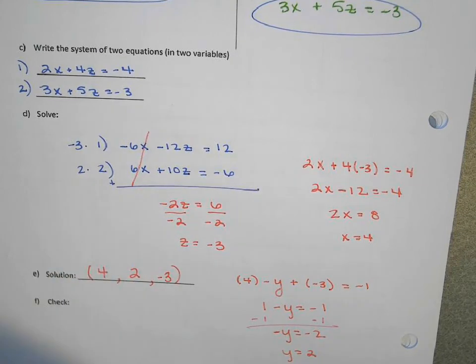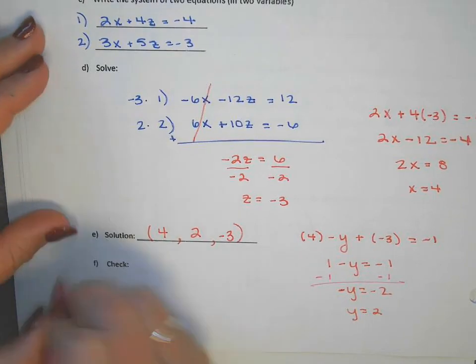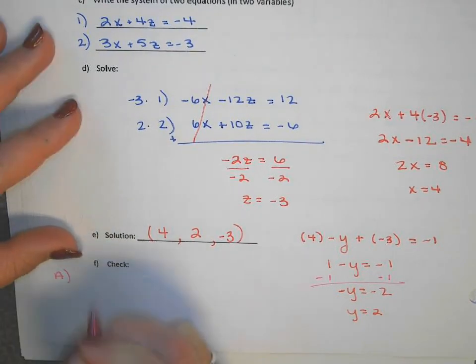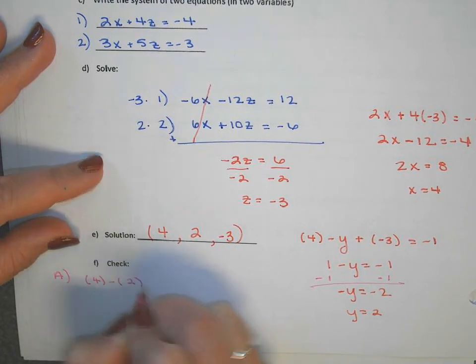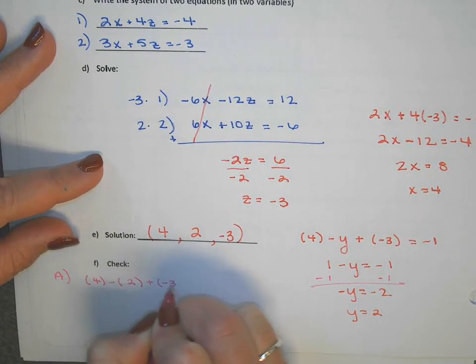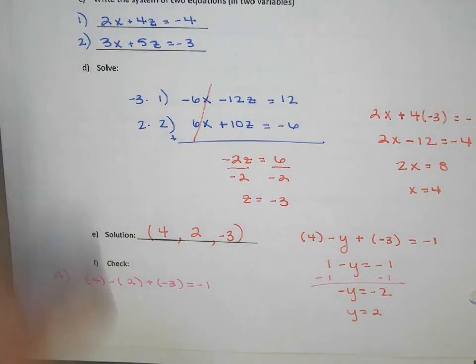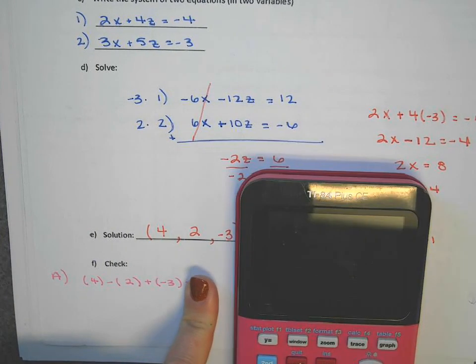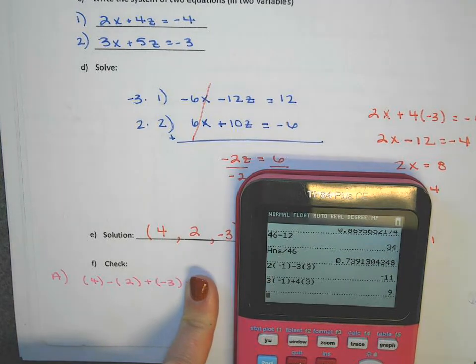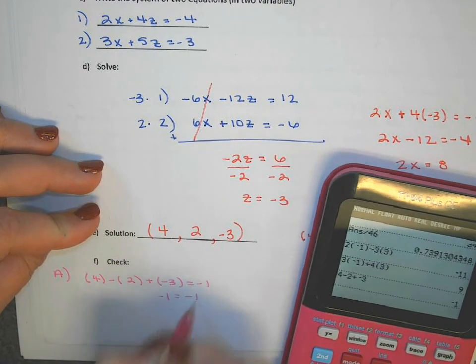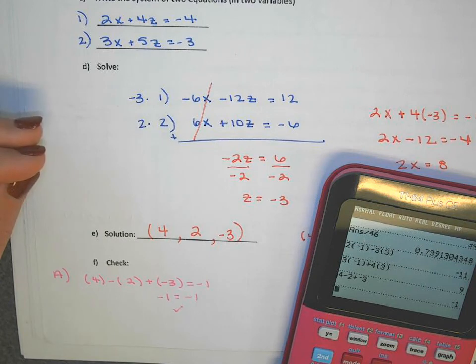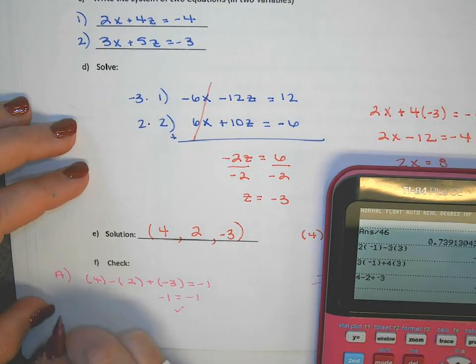All right, time to check. When I have to check, I'm going to plug it into A. x is 4 minus y is 2 plus z is negative 3 equals negative 1. Cover up the right side. I'm going to plug the left side into my calculator. 4 minus 2 plus negative 3. That's supposed to be negative 1 equals negative 1. Cool, it works.